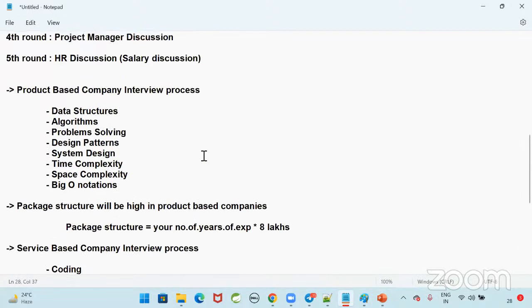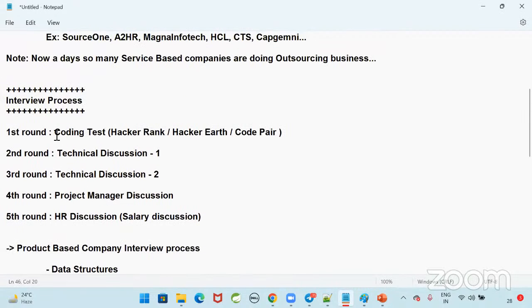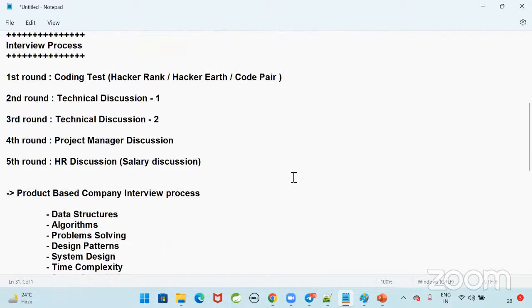Every day we are posting messages in the Telegram: data structure batch started, demos completed, demos are running, free demo videos we are posting. You people will not watch because you don't know the importance of that. When you attend the interview, then you will understand the importance of data structures. You will not understand now.